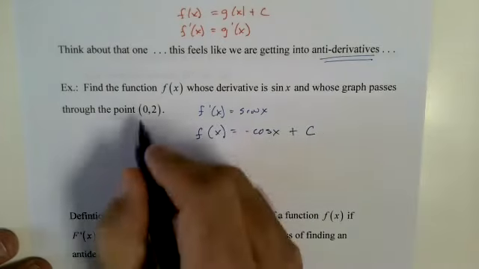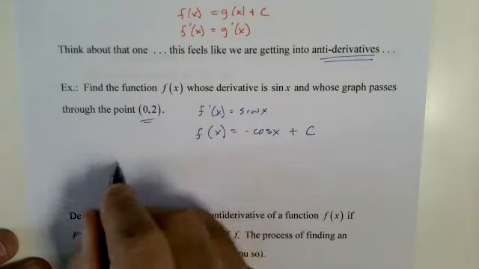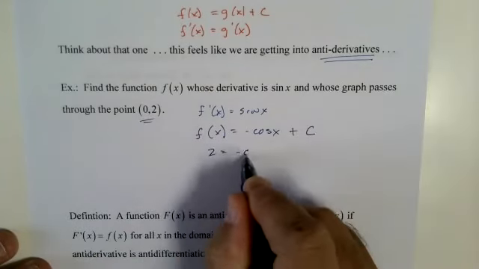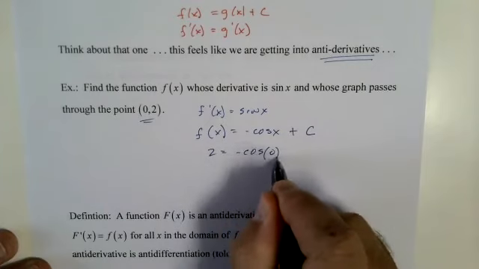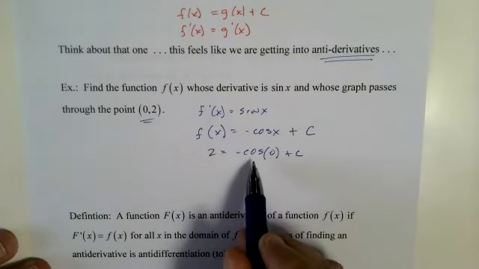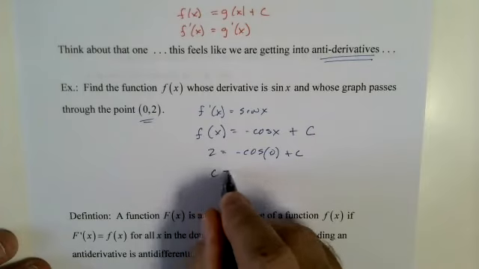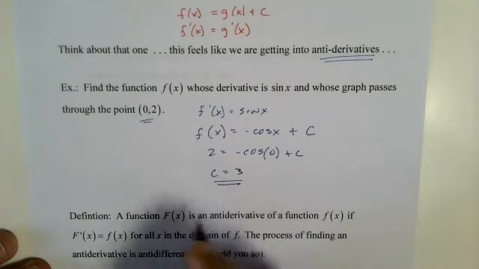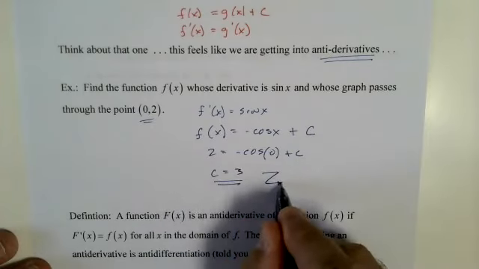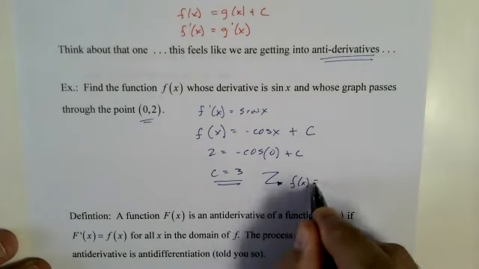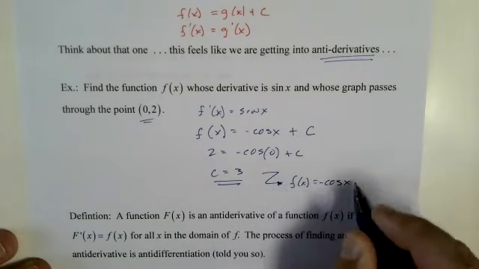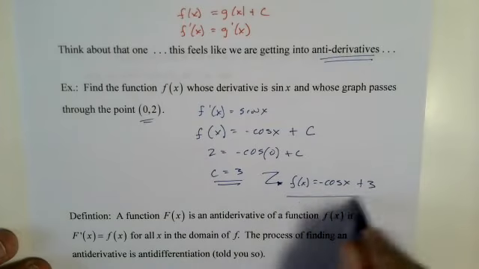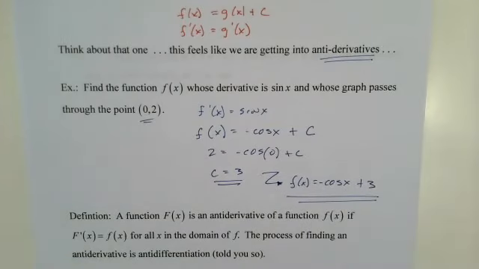But we do know that it passes through (0, 2). So we do this: 2 equals negative cosine of 0 plus c. That's negative 1, add 1 to both sides, c equals 3. So the function is negative cosine of x plus 3. So we're getting into what we call antiderivatives. How do we go backwards?